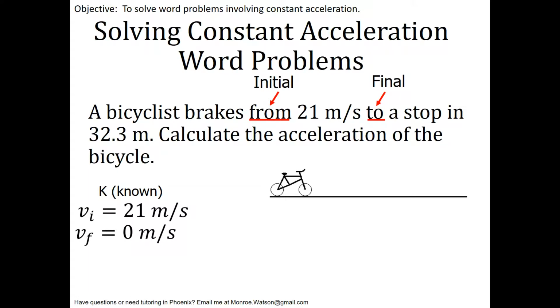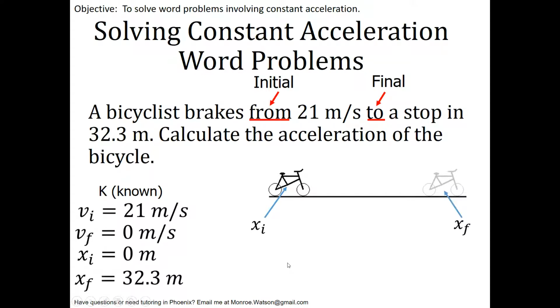We also have my bike here, and at the beginning of the problem it's going to move to here, over to the right. So let's take a look at both scenarios, my initial and my final. I can actually define more variables just by drawing a picture of it. Here at the beginning of my problem, I haven't moved anywhere, so I'm going to call that my initial displacement of 0 meters. Then later on, as time goes on, I've got my final position, which is 32.3 meters.